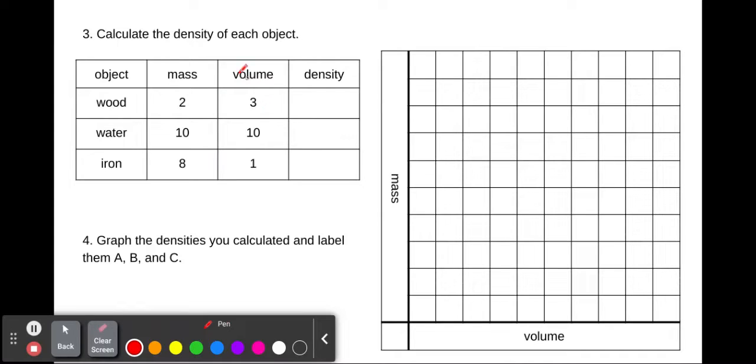That means wood is a substance that has a mass that is smaller than its volume. Another way of saying that is that wood is not very heavy for its size. You can have a big piece of wood that might not weigh very much. When we calculated its density, we got 0.65.